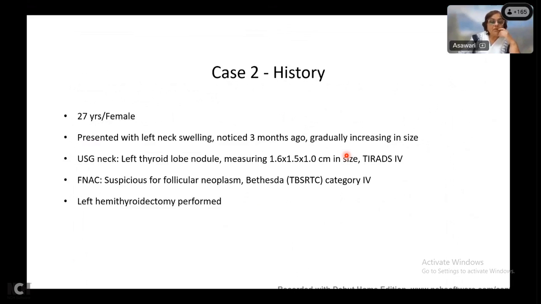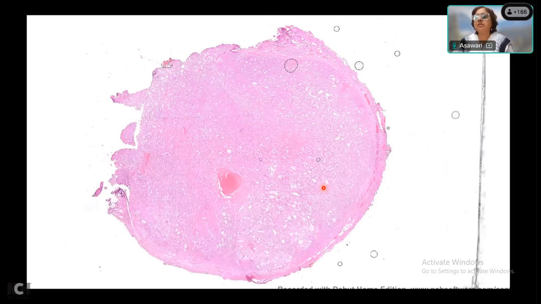Okay. So this is a 27-year-old female who presented with a left neck swelling, noticed 3 months ago, gradually increasing in size. On ultrasound, it was 1.6 centimeter, TIRADS 4, and FNAC was suspicious for follicular neoplasm, Bethesda category 4, and hemithyroidectomy was performed. Okay, who wants to take the lead?